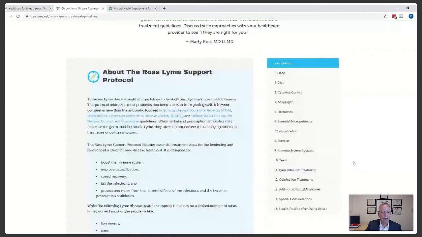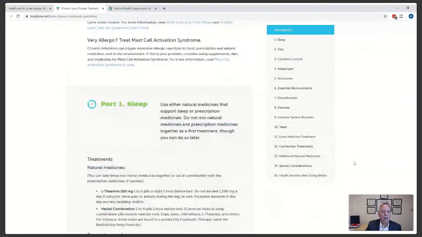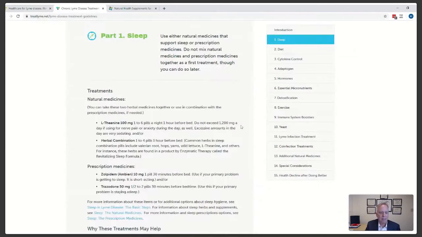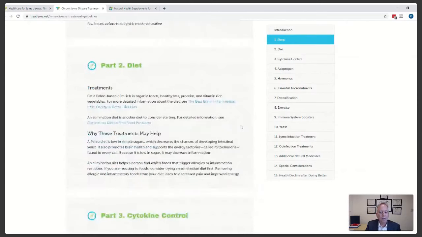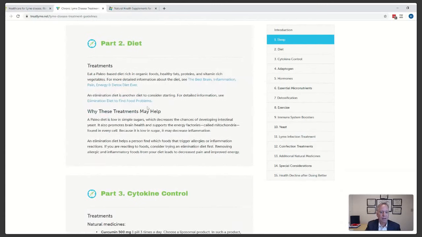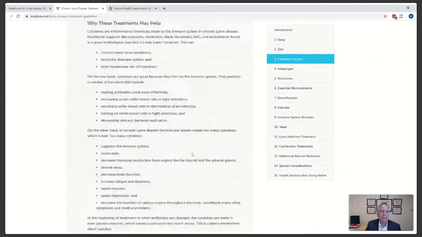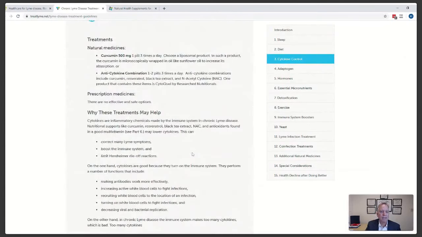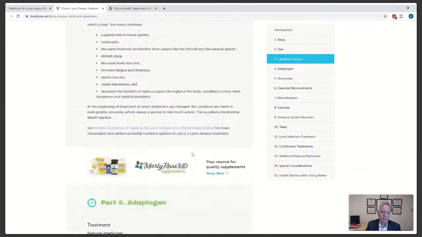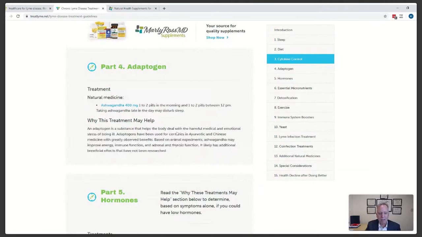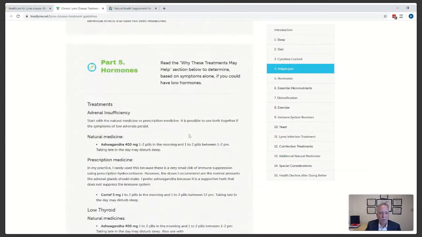So the most important things I think to address in a treatment are, number one, get sleep. I think everyone should be doing things to get 7 to 9 hours of sleep a night. Number two, I prefer that people do a paleo type diet, and I described that here, or something called an elimination diet. Number three, lower your cytokines. Cytokines are inflammation chemicals that are made when you have Lyme disease that give you most of your Lyme symptoms, but also can suppress the immune system, okay? Number four, be on something that helps your body deal with the stress of this illness. We call those adaptogens. Number five, correct your hormonal problems if they're there.